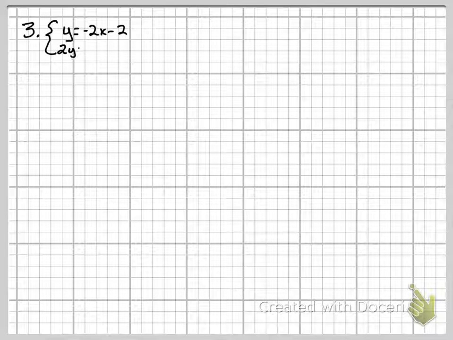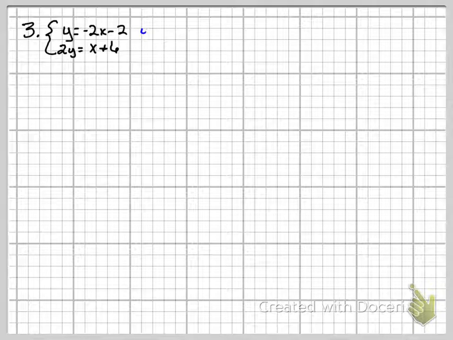Okay, we have a system that is x minus 2y equals 10. Oh, wait, I'm sorry. I just looked on the wrong paper. Y equals negative 2x minus 2, and 2y equals x plus 6. Sorry, I looked on the advanced paper. Let me move that out of my way so I don't look at that again.